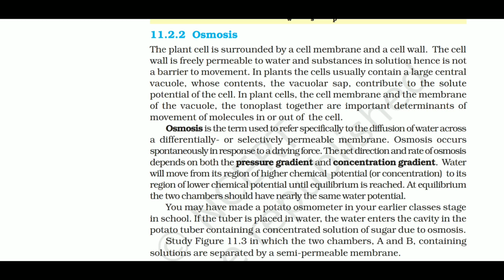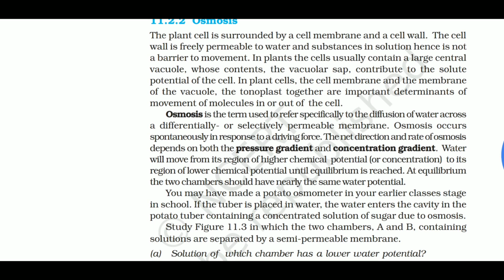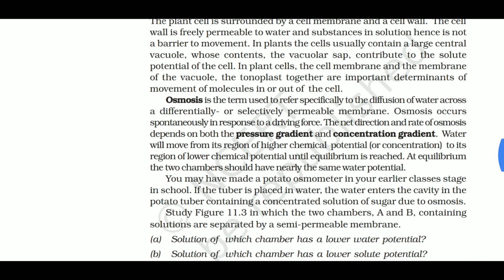This is a very simple concept. If you understand about diffusion, the osmosis will be very, very easy. The plant cell is surrounded by a cell membrane and a cell wall, because the cell wall is a characteristic feature of plant cell. The cell wall is freely permeable to water.